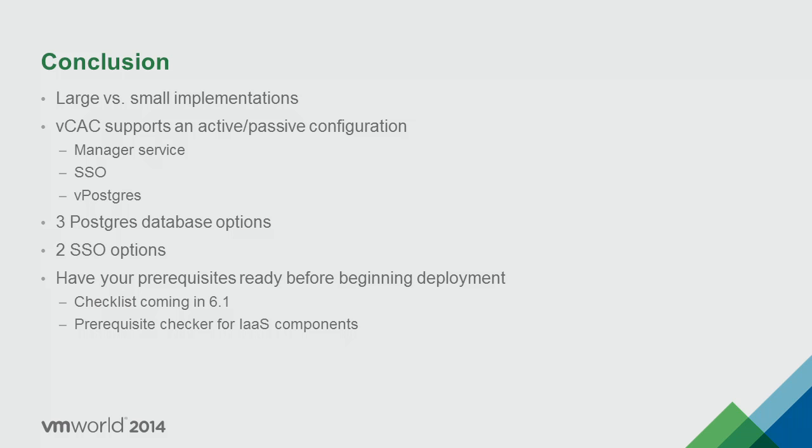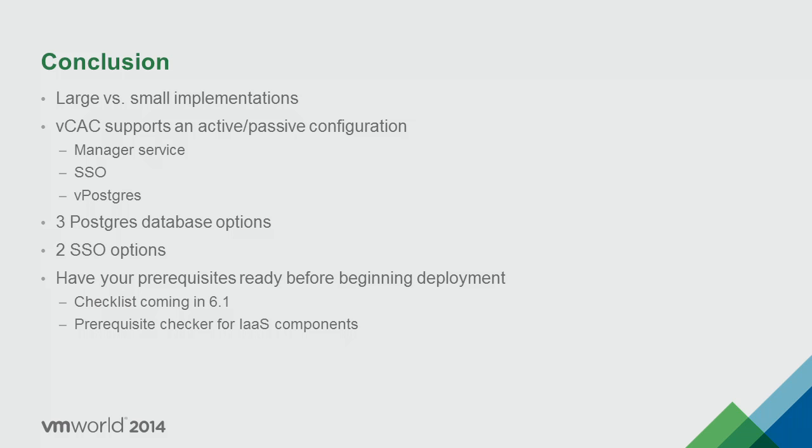We're limited to a current active passive configuration with the major points being the manager service, SSO, and vPostgres. For each of SSO and vPostgres, there are options out there to raise the availability of those different services. But again, with the manager service, we are at this point going to be limited to an active passive configuration. There are 3 Postgres options out there: the vPostgres appliance, the embedded vPostgres, or the open source option. We have 2 SSO options, whether you want to use the Identity Appliance or vSphere SSO.